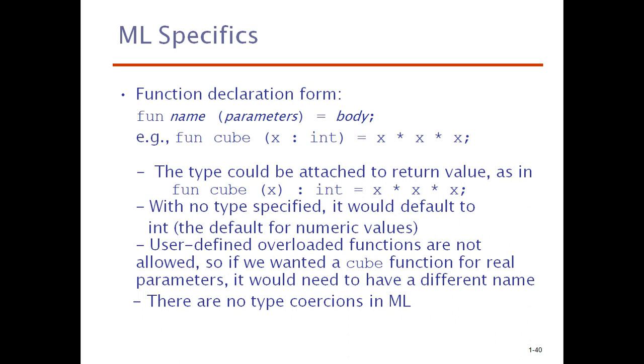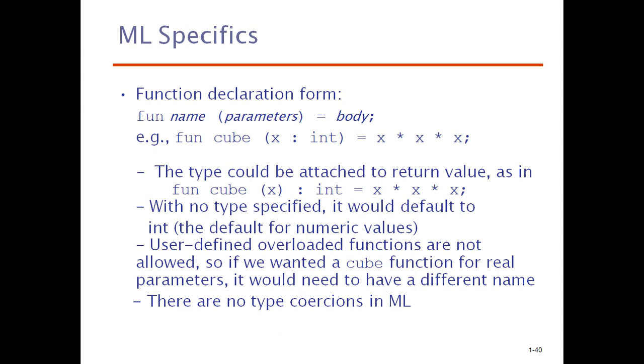The type could be attached to the return value, as in fun cube (x : int) = x * x * x. So that means the expression x * x * x will result in an integer value. With no type specified, it would default to integer type. That means, as in the example shown here, no data type was given as a return type, so by default it will be converted into integer type.